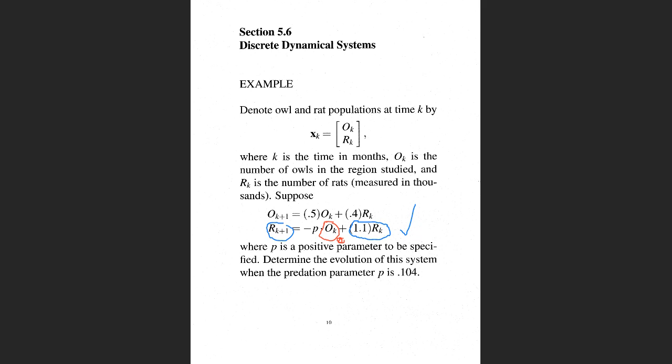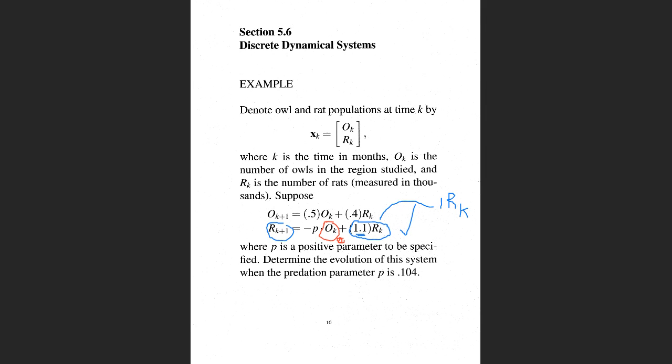That's right, because owls eat rats. Well, all right, but why do they have 1.1 times R sub K here? Why don't they instead just have 1 times R sub K? Why do they have a 1.1 here? That's right, Justin. The rats reproduce at a significant rate. They are going to grow. They are going to grow for sure.